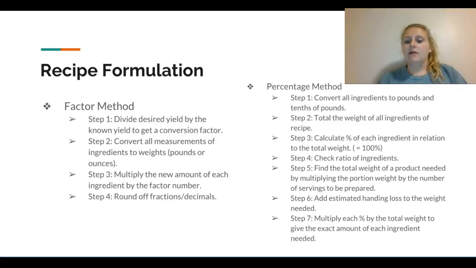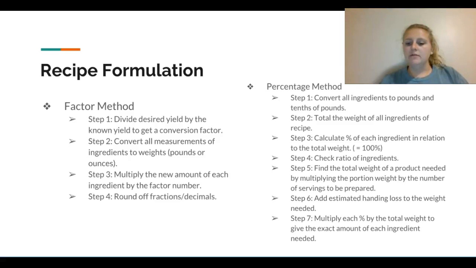The third step is to calculate percent of each ingredient in relation to the total weight. So if you had a total of 1,000 pounds, or that's a lot, 500 pounds of ingredients, and then you had 250 pounds of a certain ingredient, then the percent of that would be 50. So just an example, but you would want all of the ingredients to equal 100%.